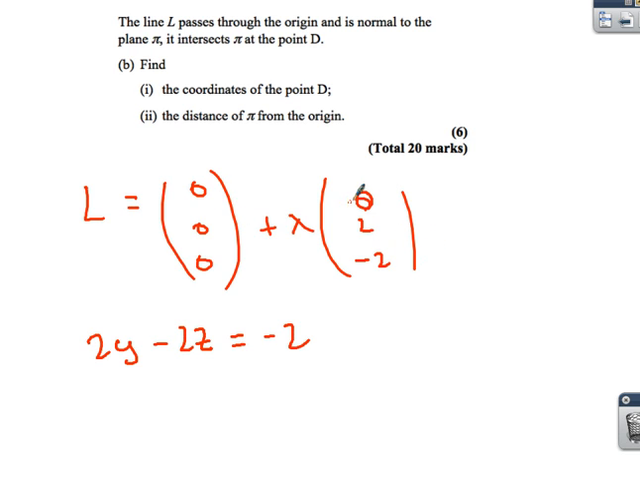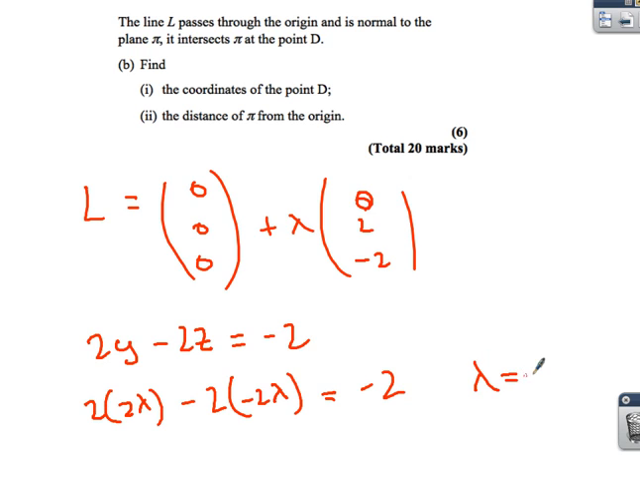So 0 plus lambda times 0, that's the x. 0 plus lambda times 2, that's the y. So let's put that in there. So that's going to be 2 lambda minus 2. And then the z is 0 plus lambda times minus 2. So that's minus 2 lambda equals negative 2. And if I solve that, I'm going to get lambda equals negative 1/4. Okay, now that I know that lambda is negative 1/4, I just put this into this value here.